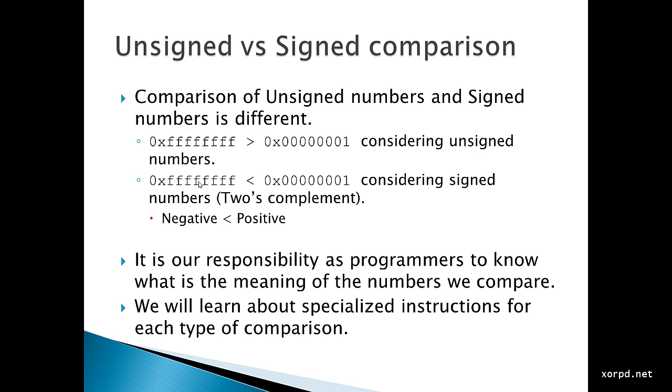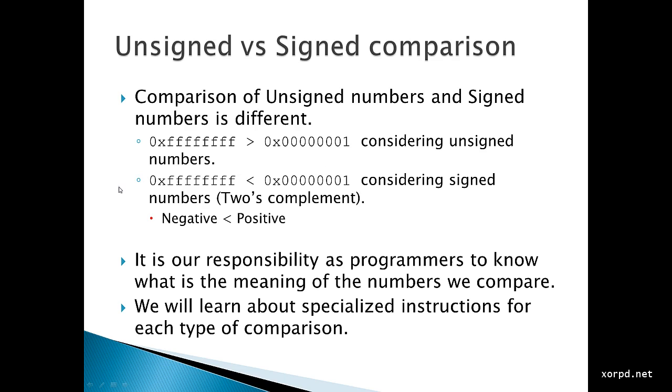Maybe sometimes we should use unsigned comparison and sometimes we should use signed comparison. This could be sometimes a bit confusing. The answer is simple. It is our responsibility as programmers to know what is the meaning of the numbers that we compare. If the two numbers you compare have the meaning of unsigned numbers, maybe you count something that cannot be signed, then unsigned comparison is going to be enough for you.